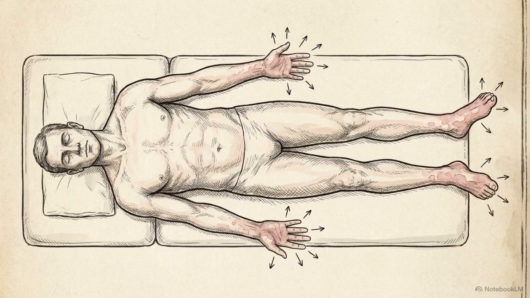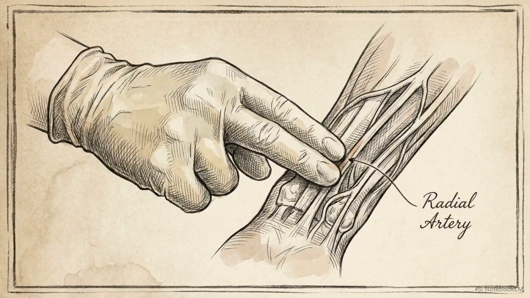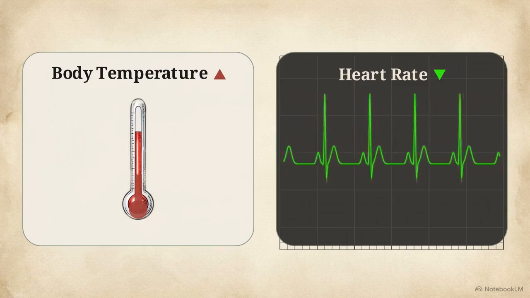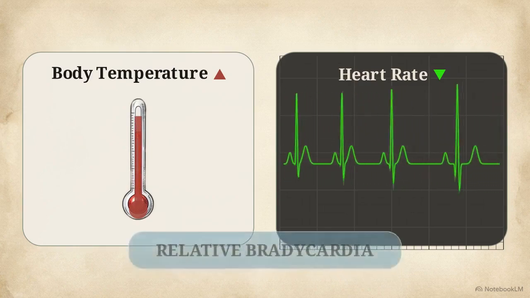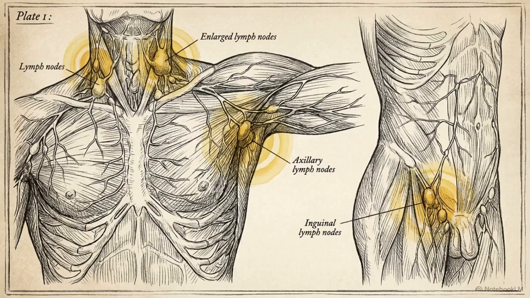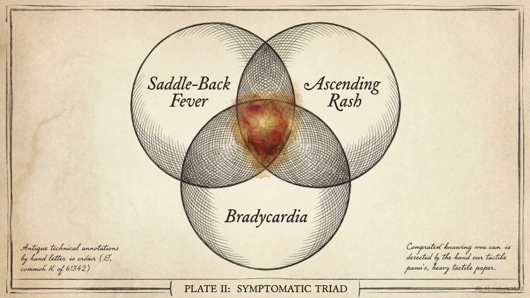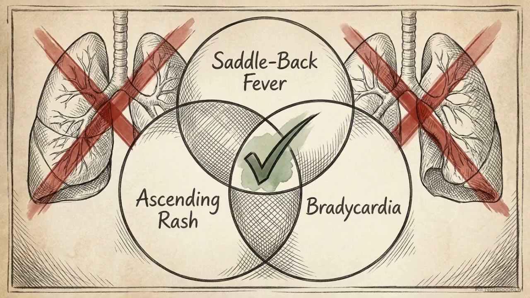It moves in a centrifugal trajectory, spreading rapidly upward along the limbs before engulfing the trunk. During this phase, taking the patient's pulse reveals a paradox. Even as their body temperature climbs, their heart rate drops, a condition known as relative bradycardia. A physical exam at this stage will also reveal generalized lymphadenopathy, with swollen nodes presenting across multiple sites. The sudden intersection of a returning biphasic fever, an ascending rash, and relative bradycardia provides the clinical certainty needed to rule out standard respiratory infections.